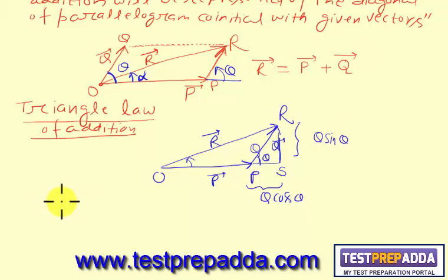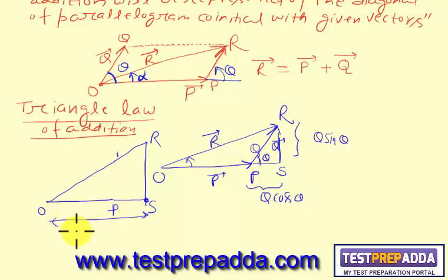So this was O, this was P, this was R. Now we have got S. This total length is now P plus Q cos theta. This length RS is Q sin theta.